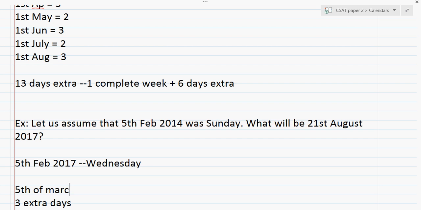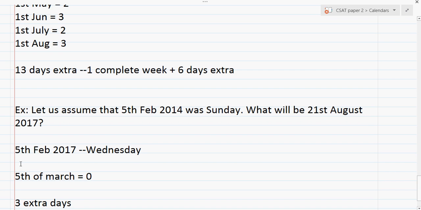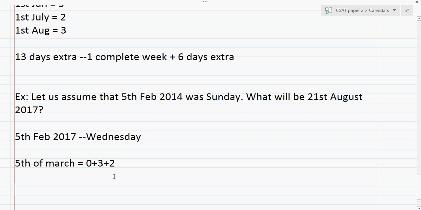So 5th of March would be what? It would come when we add 0 extra days, right? To arrive at 5th of March we have to add 0 extra days. To arrive at 5th of April we have to add 3 extra days, so just add 3 here, then 2, so alternatively 3 and 2, right? So here we have to again add 3, then 2.